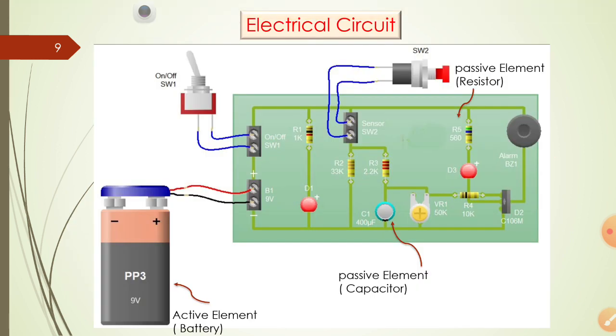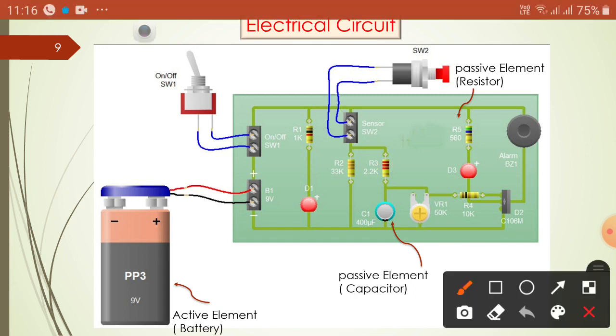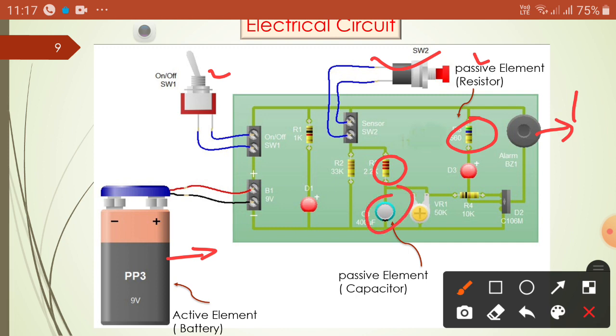Now you can see an example of this one. Here this is an active element, the source element. Now where is the load? This is a speaker, it is a load. And what is the controlling equipment? This is a control switch, an on off switch. And this is another on off switch. Now where are this one and this one? This is the capacitor, this is the resistor. Sometimes we can use the inductors also. So all passive elements are connected in the circuit.